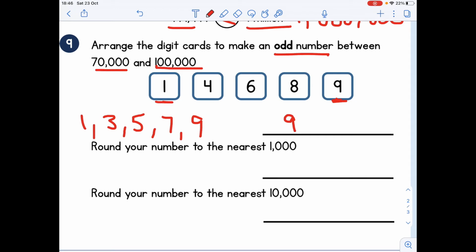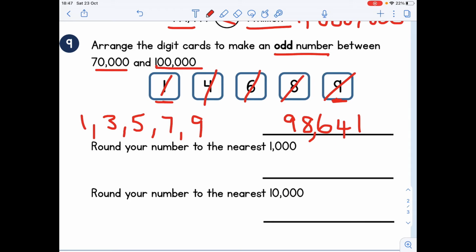So I'm going to put 9 as my first number, cross it out to make sure I've used it, and then I'm just going to put the numbers in any order as long as I end with the 1, so to make it odd.